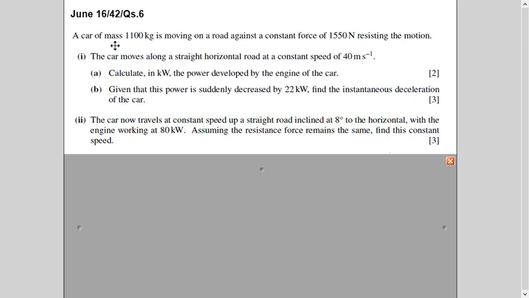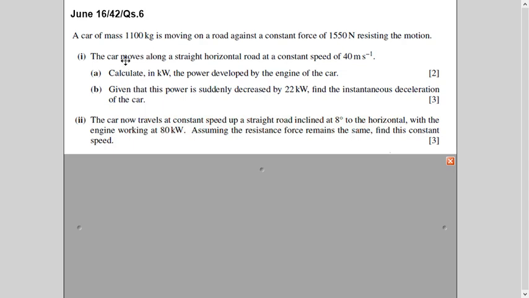So the question is talking about a car of mass 1100 kg moving on a road against a constant force of 1550 Newton. I will show you this explanation with the help of a rough sketch, and I would suggest that you always draw a diagram for your understanding when you're reading the question. So this is the basic information, and there are two parts of the question.